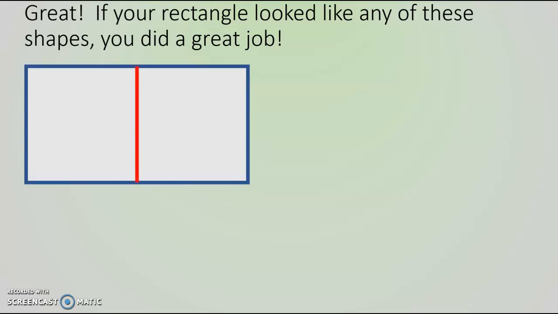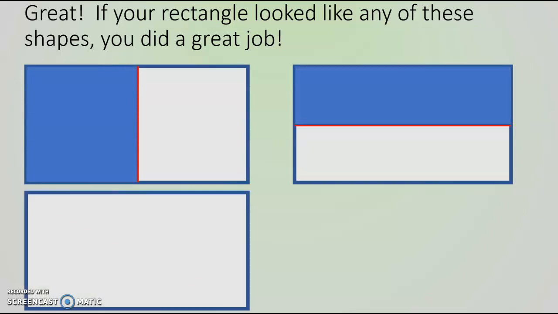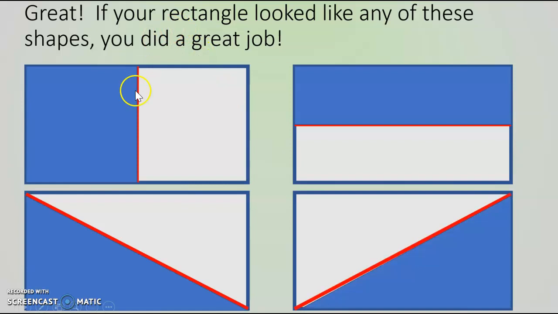Here's a rectangle where 1/2 is shaded. Here's one where 1/2 is shaded. Here's one where 1/2 is shaded. Or we have one here where 1/2 is shaded. Or if you had shaded this side and not that side, any of these, as long as 1/2 of the rectangle is shaded in, you did great.